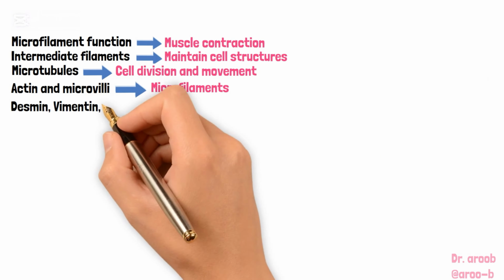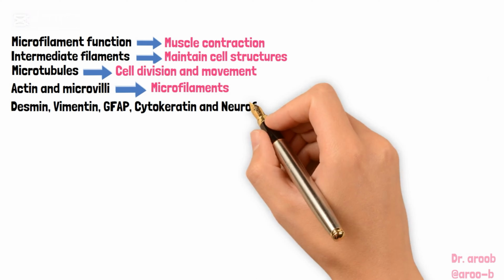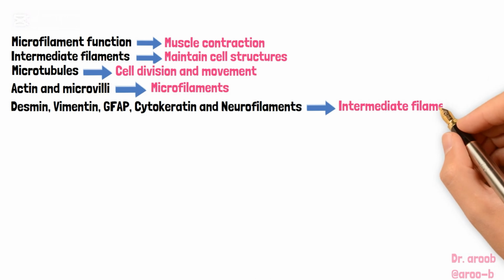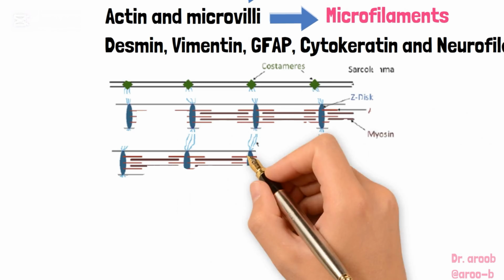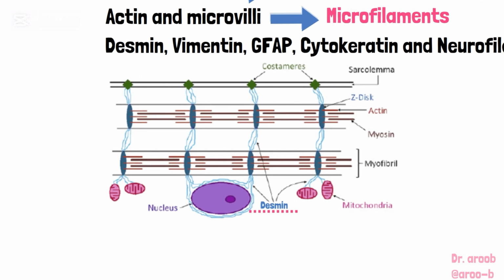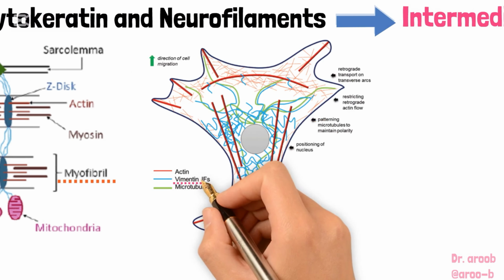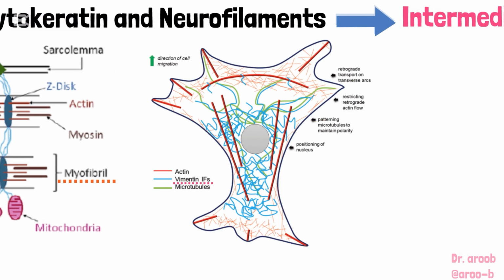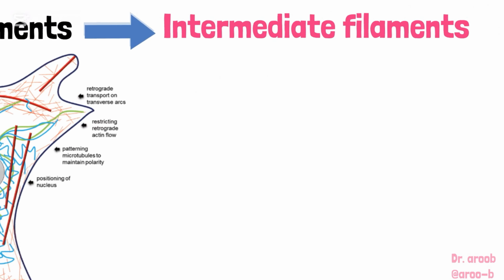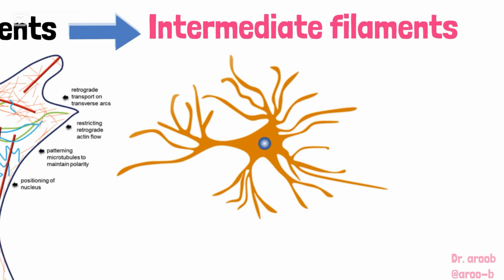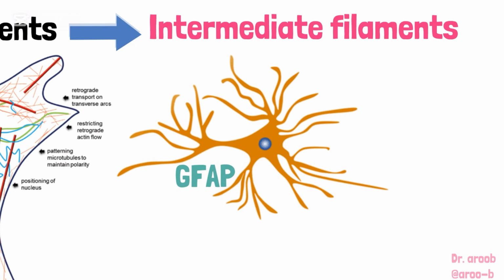Desmin, vimentin, GFAP, cytokeratin and neurofilaments are intermediate filaments. Desmin is found in muscle cells, involved in anchoring the contractile unit myofibril and maintaining the muscle structure. Vimentin is expressed in mesenchymal cells, involved in cell shape, adhesion and migration. Glial fibrillary acidic protein is found in the glial cells in the brain and spinal cord and plays a role in maintaining structural integrity.